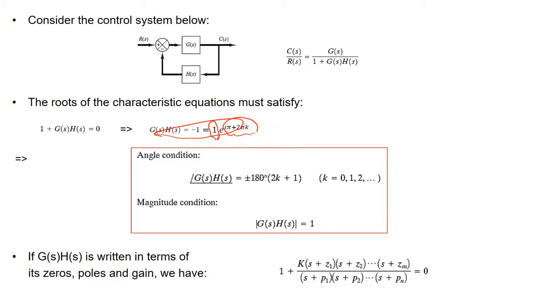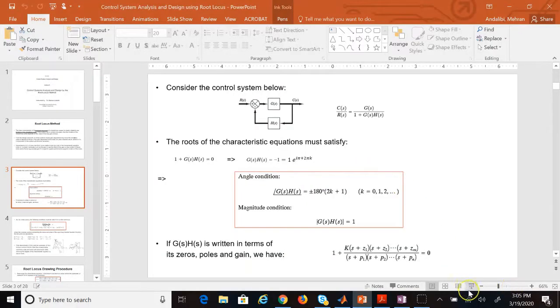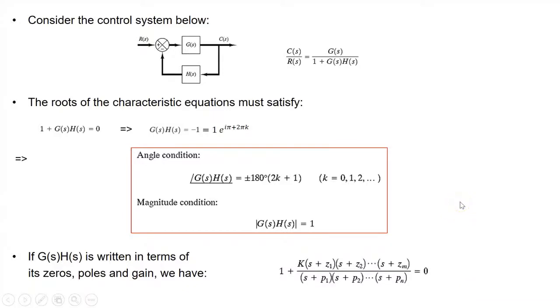The magnitude condition at the pole is that the magnitude of GH at that point is 1, and the phase, the angle of GH at that point, is what? If you factor out pi, which is 180, it's going to be plus minus 180 times 2k plus 1, where k could be an integer number, right? So these two are the important things that all the Root Locus method is developed based on: angle condition and magnitude condition.